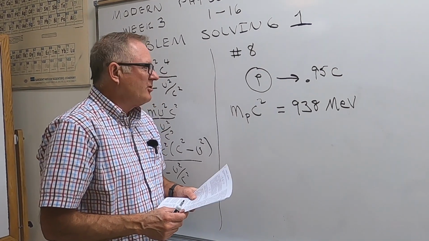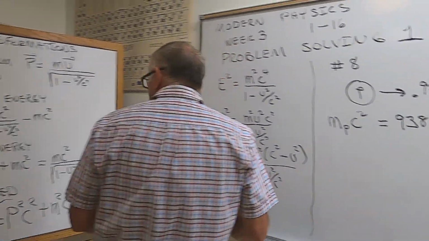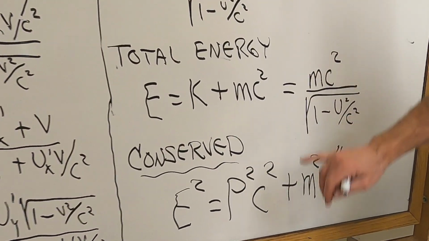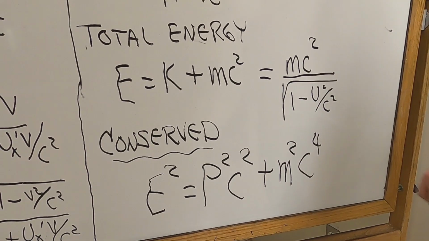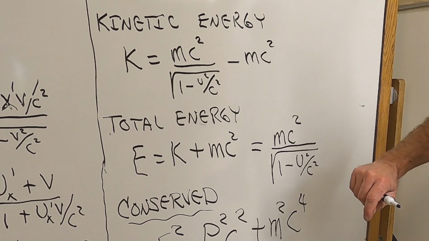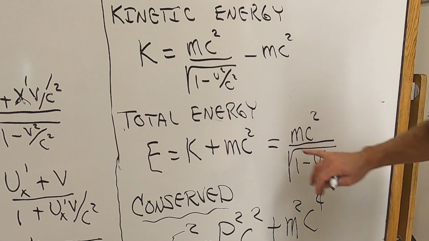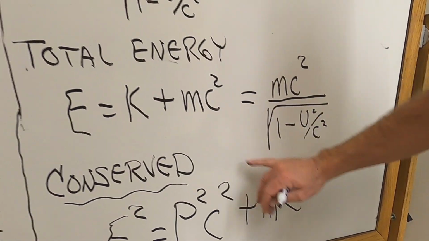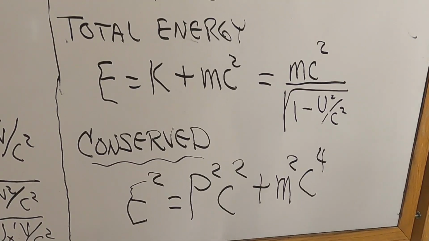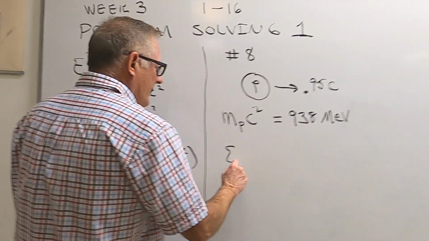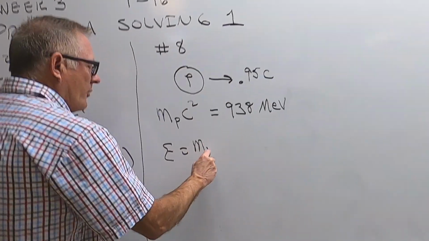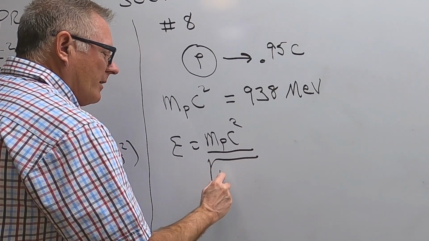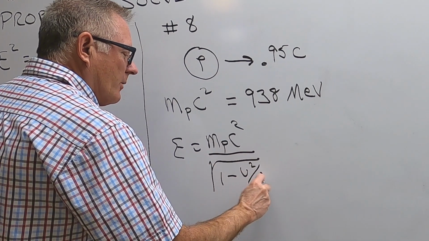And then they said, what is the total energy? Well, the total energy is E. I could get it from this right here. There's the total energy. Remember, energy, you can either write it like that or like this. So E equals m of the proton, c squared, all over the square root of 1 minus u squared over c squared.